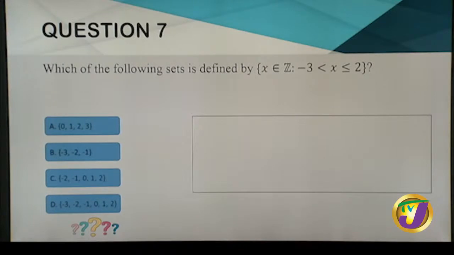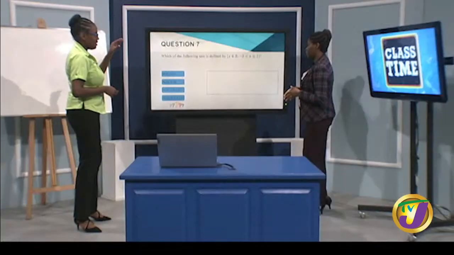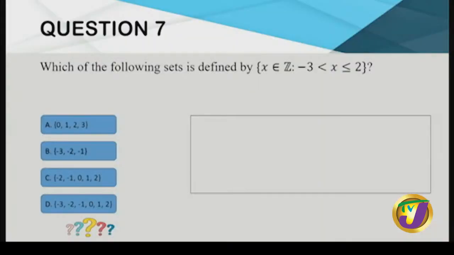Question 7. Which of the following sets is defined by this? Nikisha, help me with this one. How do I read this one? This is saying X is a member of the set of integers. That funny looking Z means set of integers. And it is saying that X is greater than -3, but less than or equal to 2.